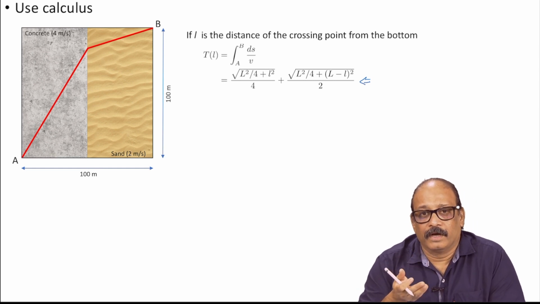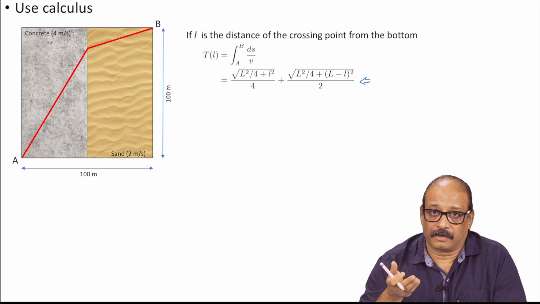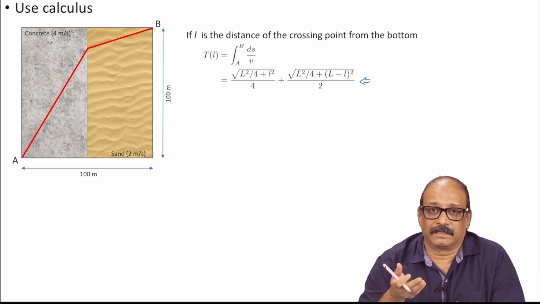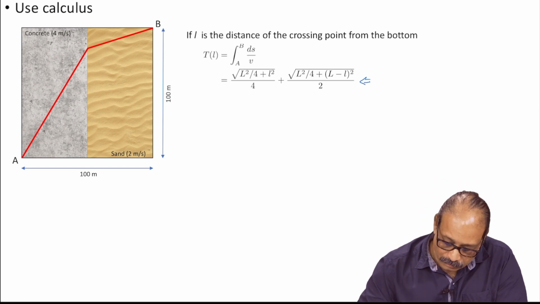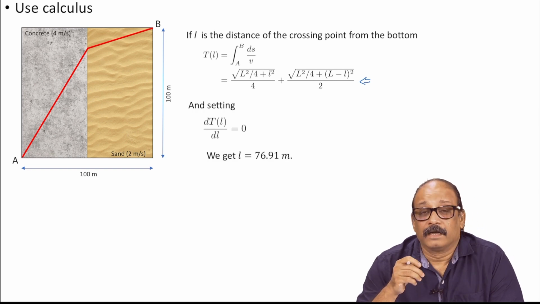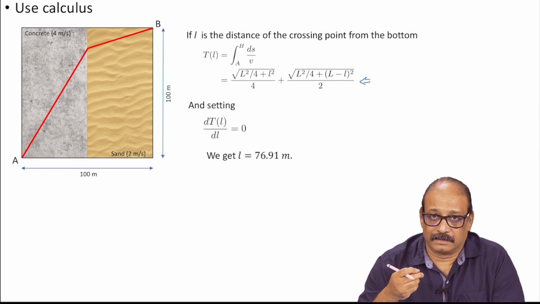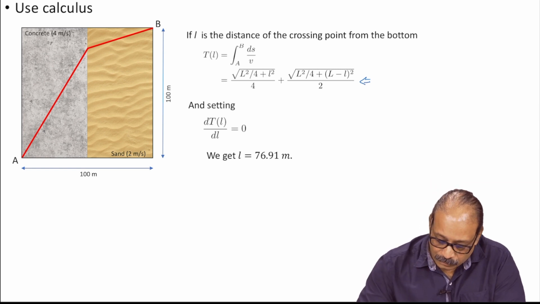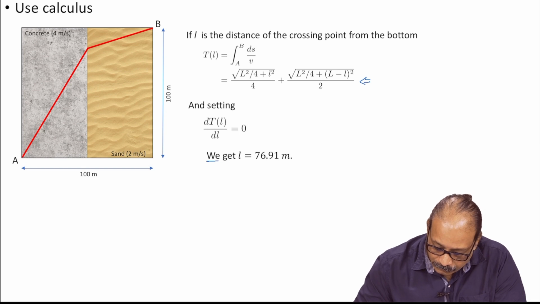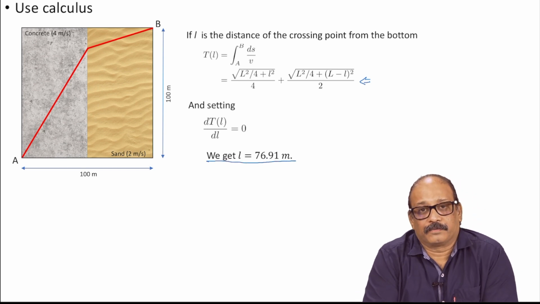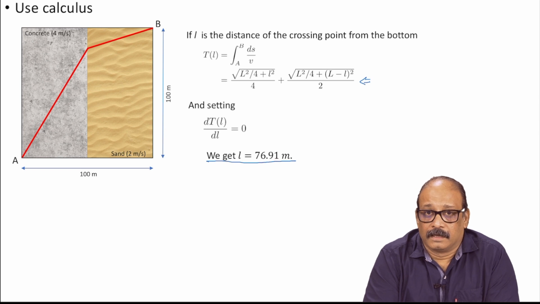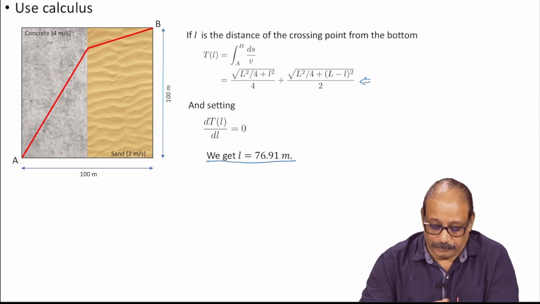Now, all we want to do is find a path or a crossing point where this particular time would be minimal. So, all that we do is take a derivative of this with respect to L, that is the distance of the crossing point, and set it equal to 0, that immediately gives you a value of L as 76.91 meters. Okay.